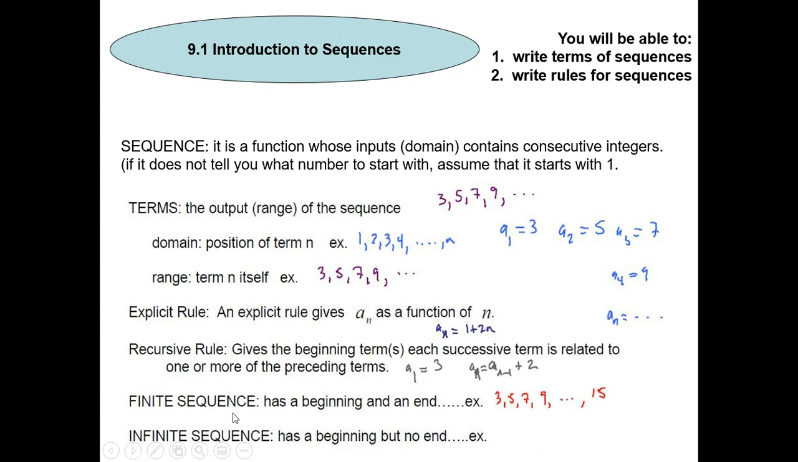So a couple of other terms. A finite sequence has a beginning and an end. It starts with 3, 5, 7, 9, and we go up to 15, let's say. And that's where we terminate. An infinite sequence has a beginning, but it has no end. And we would write that as 3, 5, 7, 9, dot, dot, dot, which means it goes on for eternity, all the way into infinity. All right, so let's take a look at some examples here.